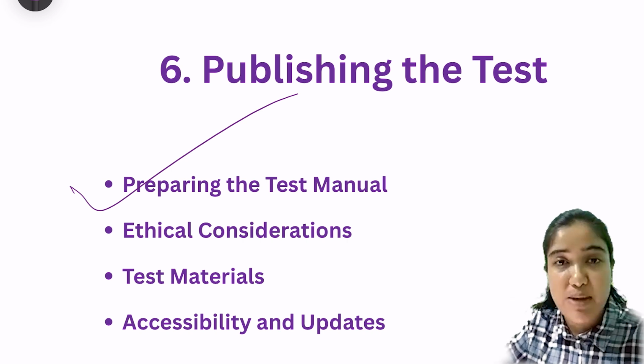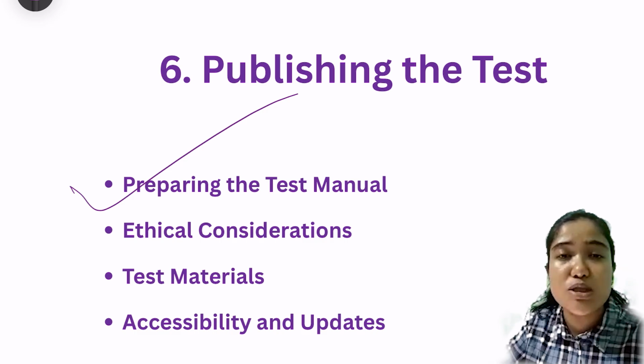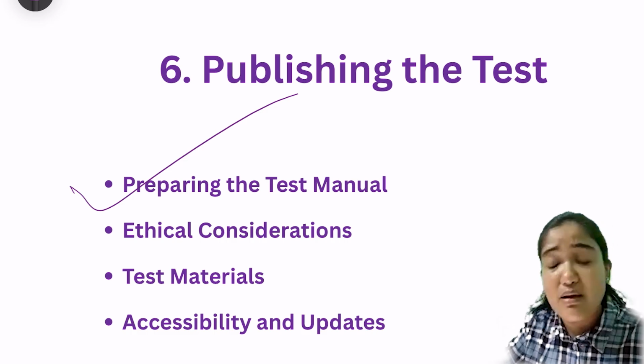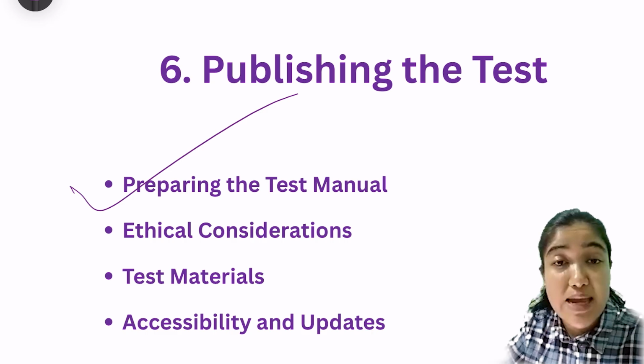First is preparing the test manual. Very important. A good test manual is the foundation of ethical and accurate test use. It typically includes the purpose of the test, explains what the test measures, states the population, gives the administration instructions properly, then scoring procedures. After scoring procedures, it includes the norms and standardization procedures, because it is very important to have the norm tables. Reliability and validity data are also displayed in the manual.